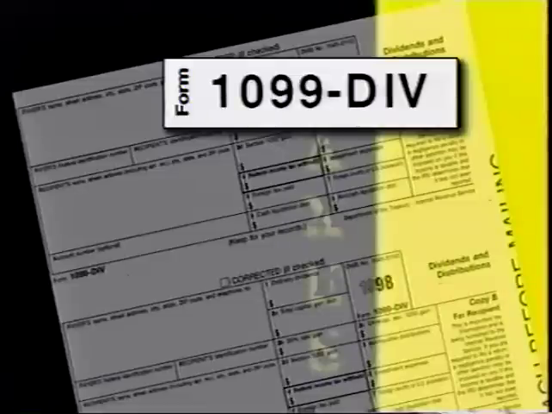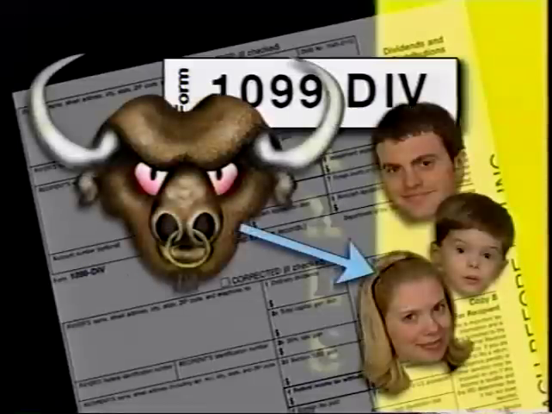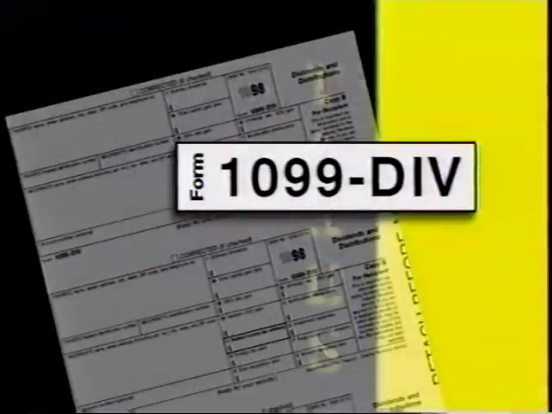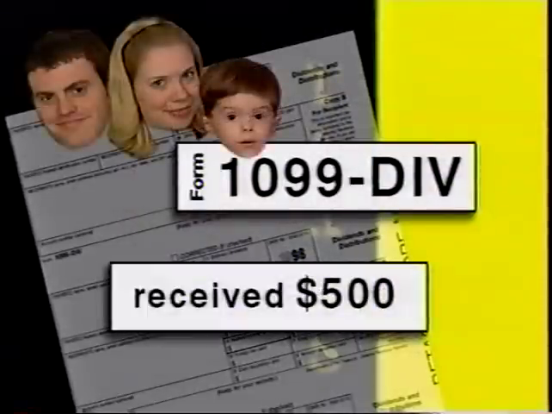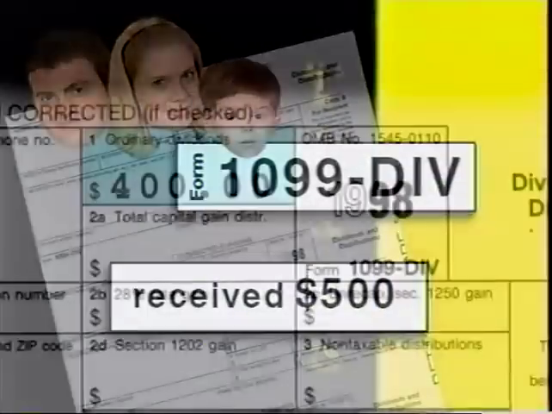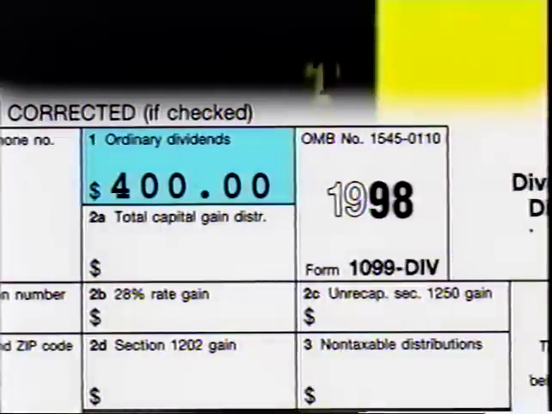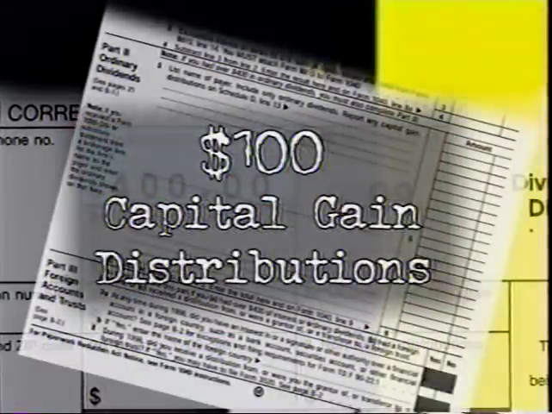As we mentioned before, the Hendersons also owned shares in the Running of the Bulls Mutual Fund. In 1998, these shares earned them $500. How do we know this? Well, it's clearly stated on the 1099 DIV form Running of the Bulls sent to the Hendersons. The 1099 DIV form says that the Hendersons received $500, $400 of which are listed as ordinary dividends. We enter this figure into Part 2 of Schedule B. The other $100 they received are listed as capital gain distributions.